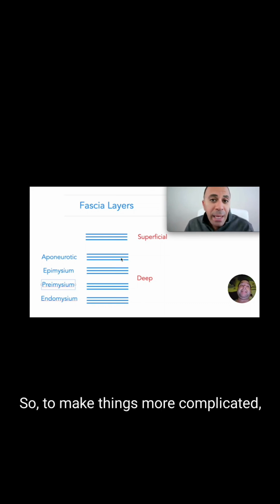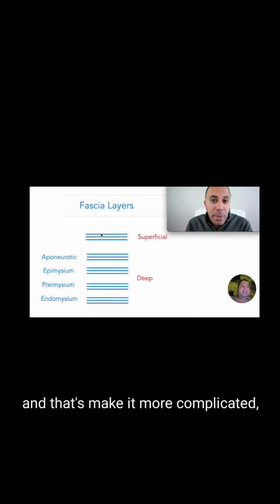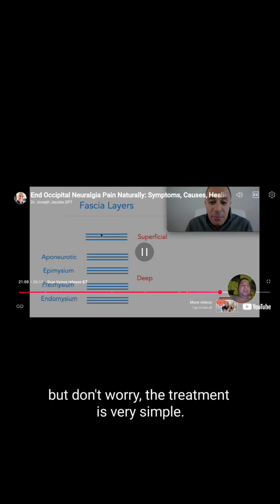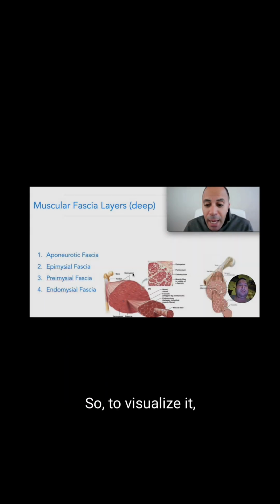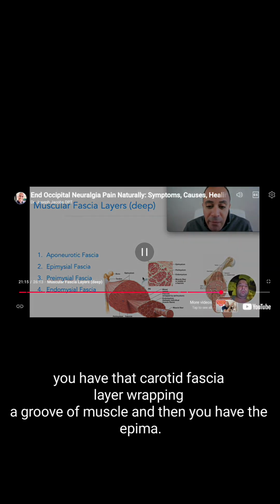So to make things more complicated, each of these layers has one to two subcategories on top of each other. And that makes it more complicated, but don't worry, the treatment is very simple. So to visualize it, you have the aponeurotic fascia layer wrapping a group of muscles, and then you have the epimysium.